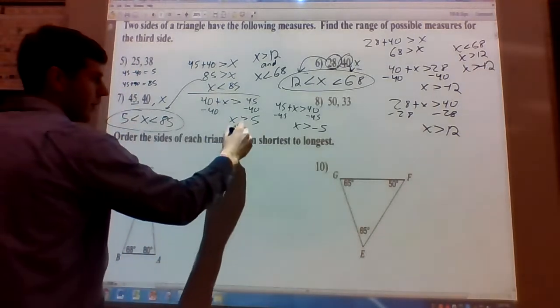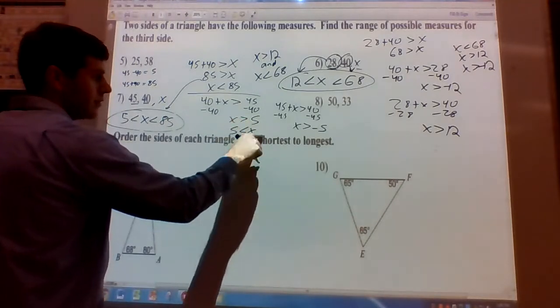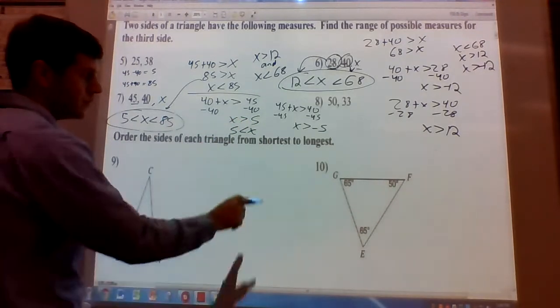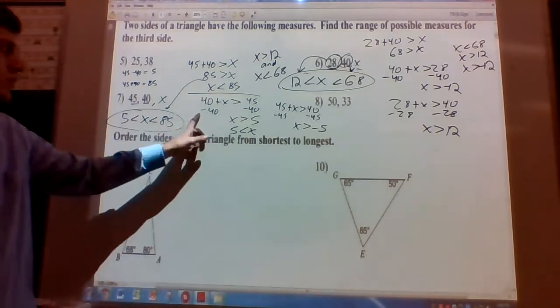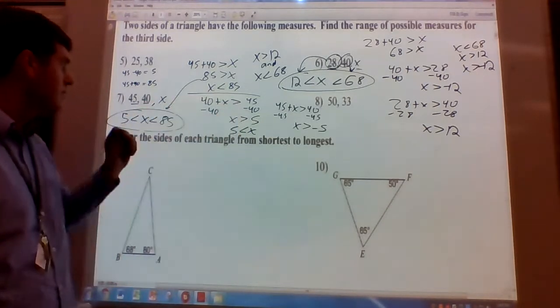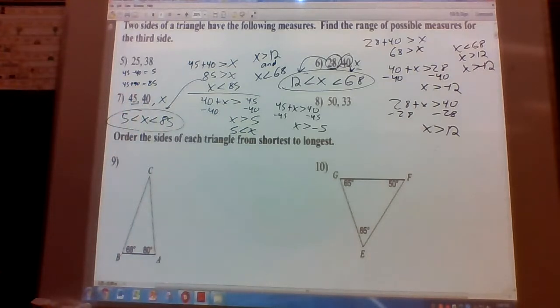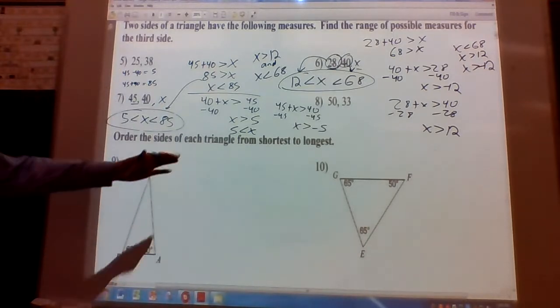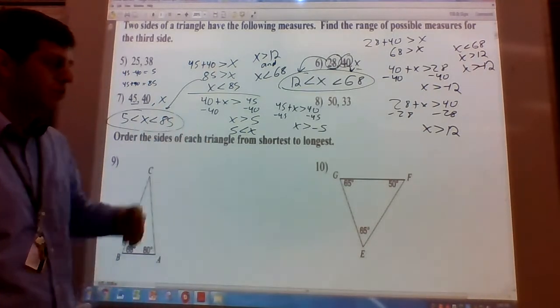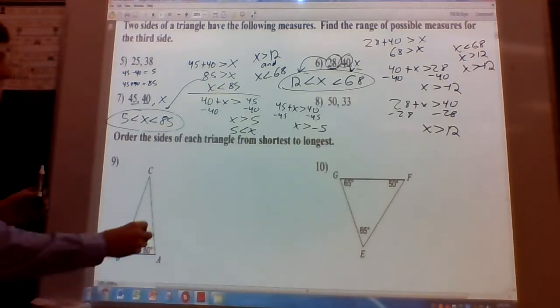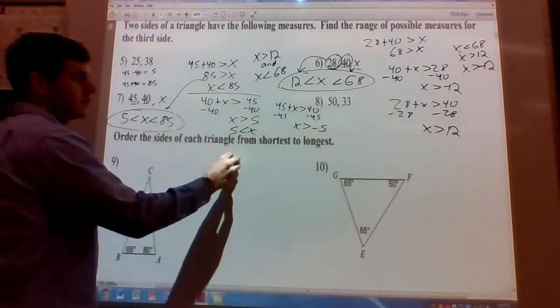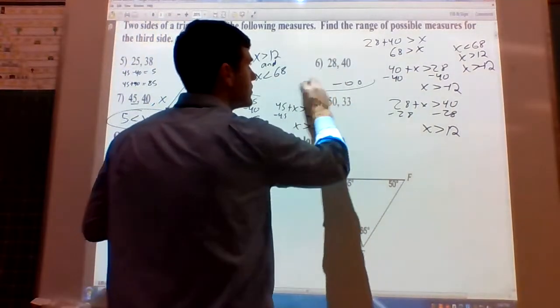So if we wrote this the other way, x is greater than 5, right? X is greater than 5, that comes right in here. And if you notice, we subtracted, right? 45 minus 40. So you can certainly do it this way, but I'm just showing you so you know what you're doing. You're not just putting random numbers down because that's the process. Okay, that's 7. Let's do number 8.